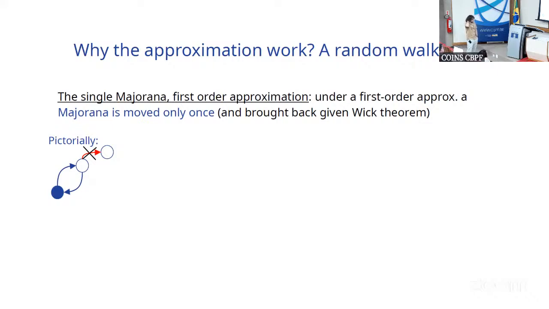Okay, so let's start by thinking about what we are actually doing when we do a first order approximation on the single Majorana. Pictorially, what we do is that we take a Majorana that is sitting here, we move it to another site, and then Wick's theorem forces us to bring back this Majorana to its original position. So by doing the first order approximation, essentially, we are discarding all the contributions coming from these extra paths that might be there, but we discard.